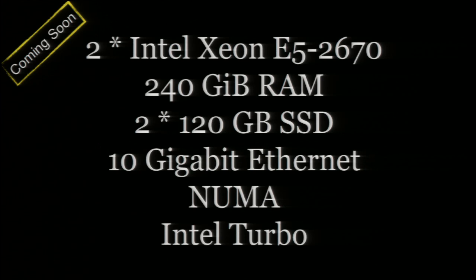This instance has 2 Xeon E5-2670s, so it's the same CPU performance as the CC2 instance. It has 240 gigs of really fast memory. It has 2 120 gig SSDs, 10 gigabit Ethernet, and it supports NUMA and Turbo. It's designed for memory-bound systems, so memory affinity is really useful, and we give you as much CPU juice as we can from a Sandy Bridge processor. Maybe we should call it the bigger beast or something like that. We don't have a suitable nickname.